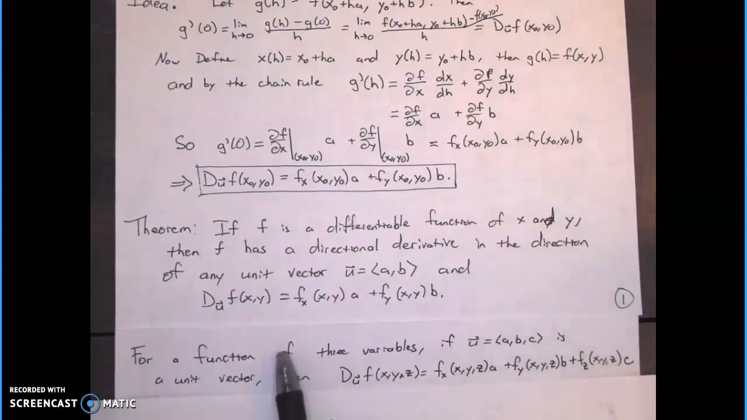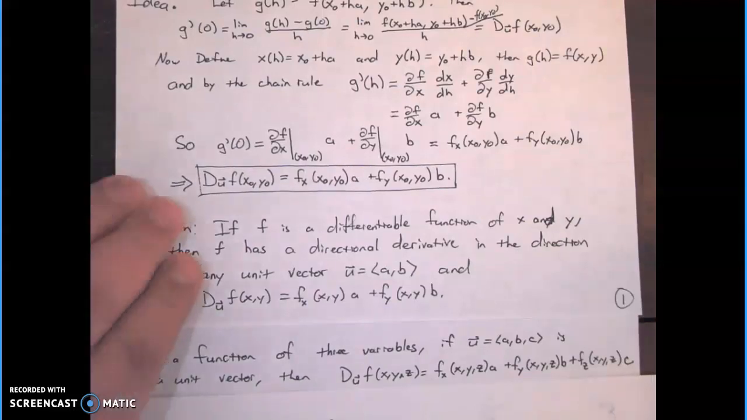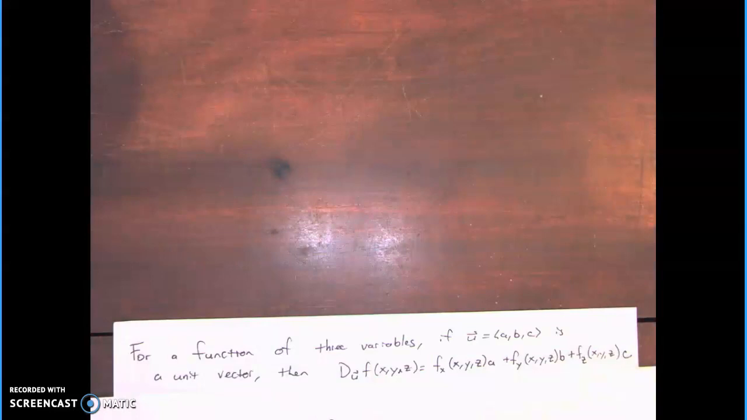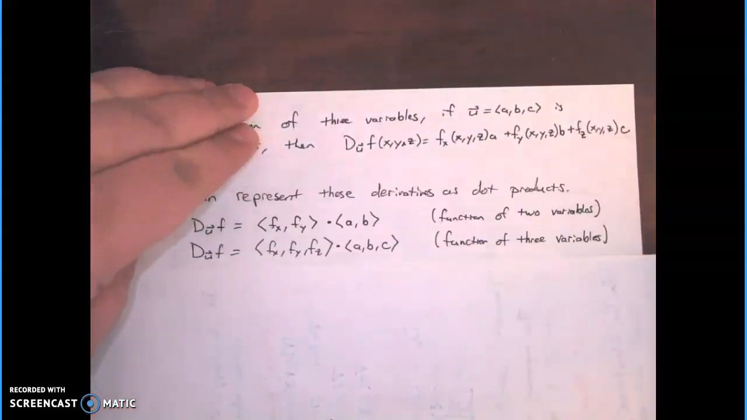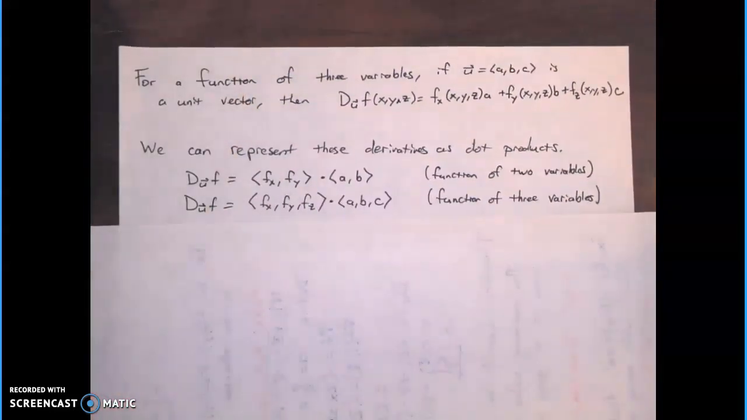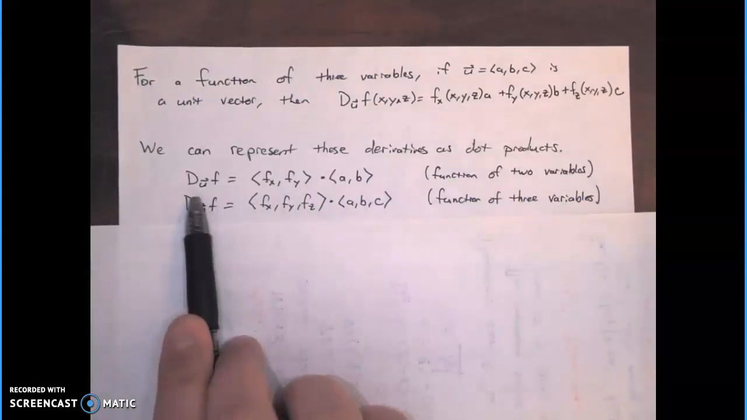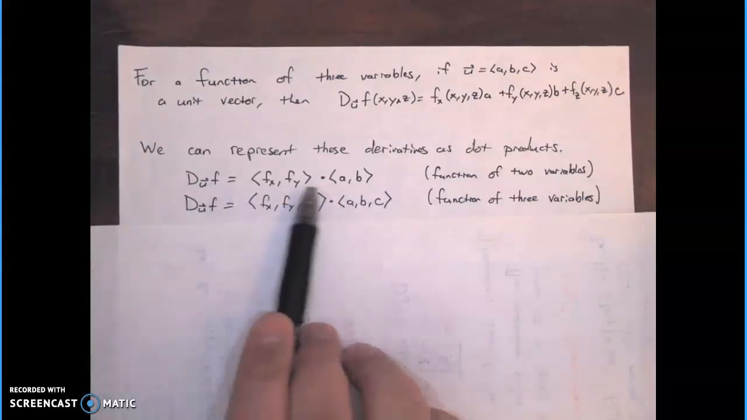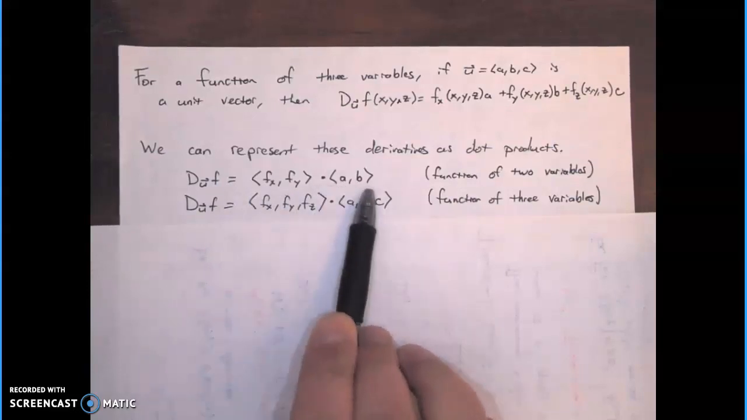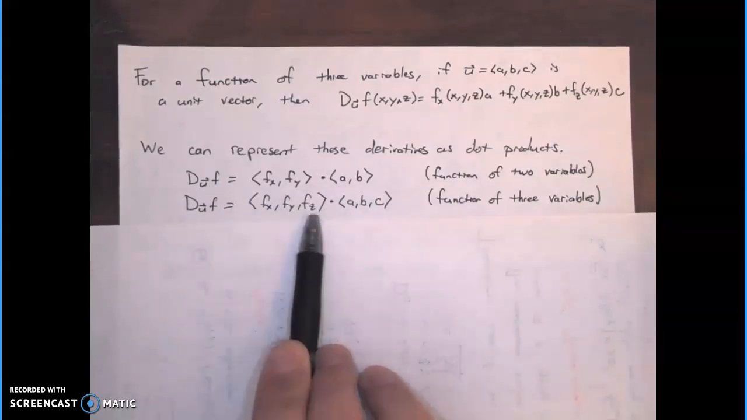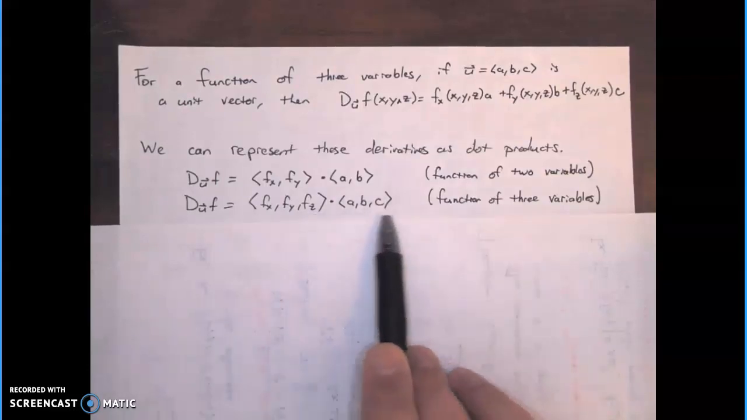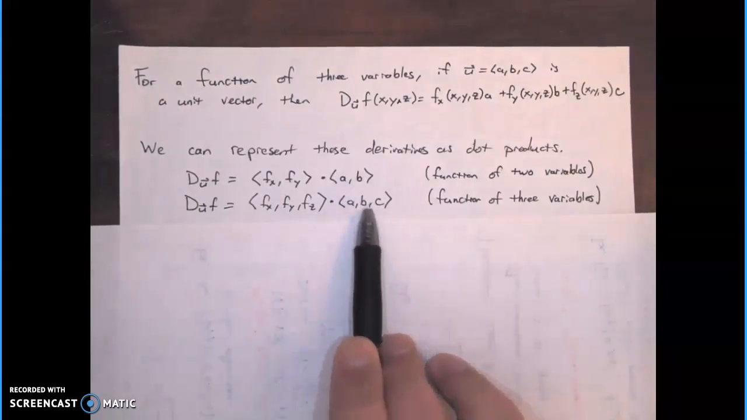So now if you look at these two formulas for functions of 2 variables and functions of 3 variables, you might say, hey, that kind of looks like a dot product. And it is. We can represent this as a dot product. Here it is in 2 or 3 variables, the directional derivative of f in the direction u. In 2 variables, it can be written as a dot product between this vector of partial derivatives and the direction vector. Same thing in 3 variables, where now we just have a third partial derivative, and our unit vector has a third component. These both have to be unit vectors.